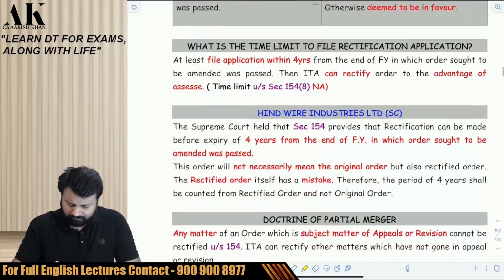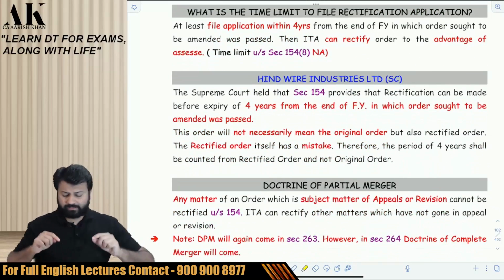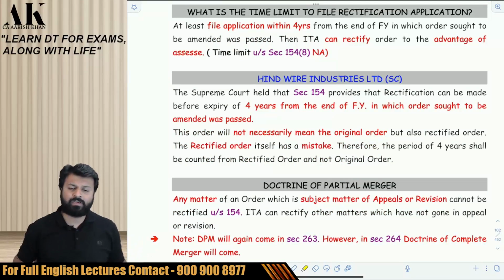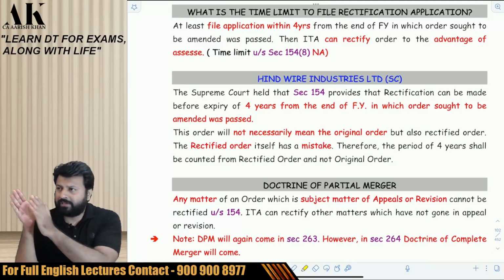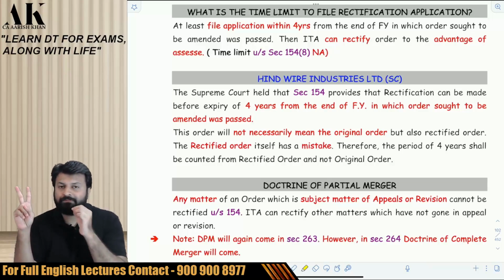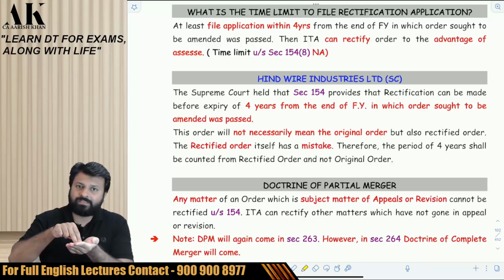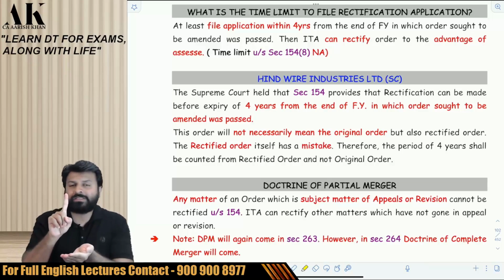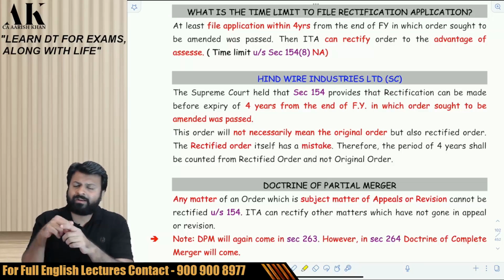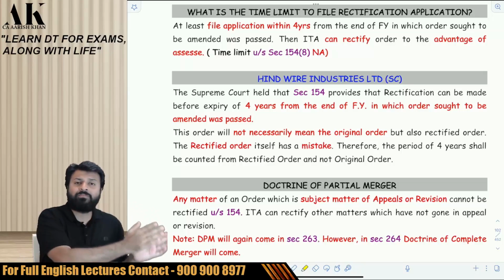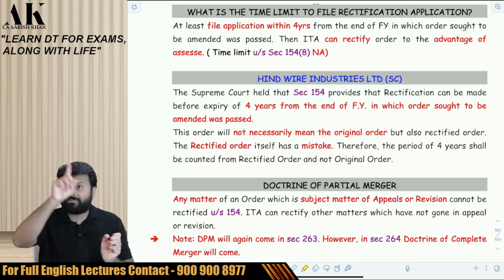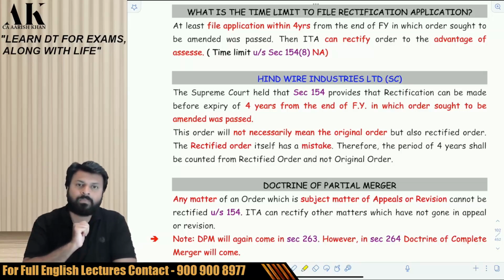Okay. Now, this is a very important case law of Hind Wire Industries Limited. Now, what is this case law all about? There was one assessment order in which there were 2 mistakes. Then the assessee made an application to rectify one of the mistakes. The AO rectified the order and rectified one of the mistakes. Then after a few years, the assessee made an application to rectify the second mistake which was there in the order. So the question is the time limit of 4 years.